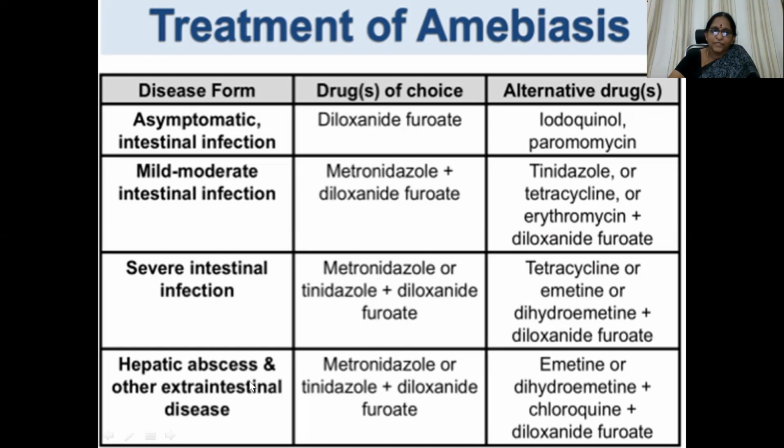In hepatic abscess and other extraintestinal diseases, metronidazole or tinidazole are given along with gloxonide furoate, like in severe intestinal infection. And here also emetin or dihydroemetin along with chloroquine, because in hepatic amoebiasis, chloroquine is the preferred molecule. And then gloxonide furoate.